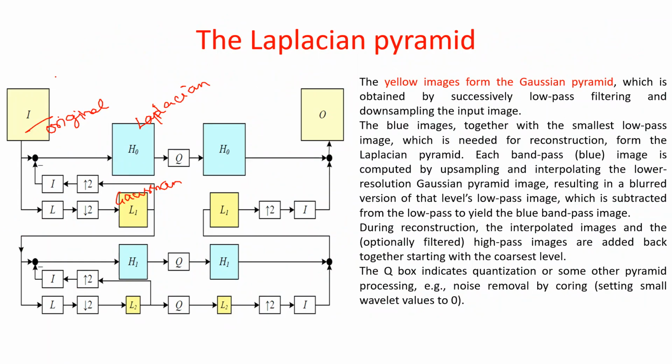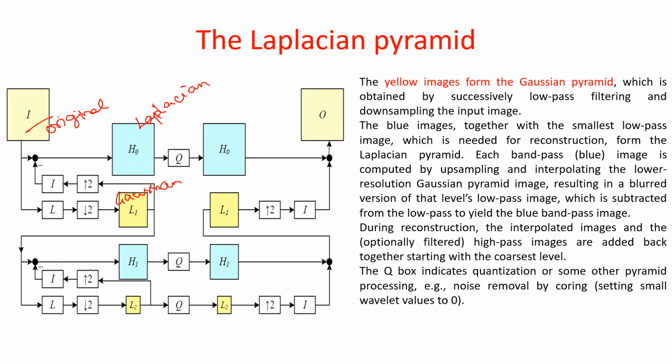So I have an original image and I am blurring it. Sorry, I have applied the decimation low pass filter and I have downsampled. It produced the Gaussian image. The Gaussian image then is upsampled and interpolated. It will produce a blurred image. So the original image and the blurred image are subtracted to produce the Laplacian images.